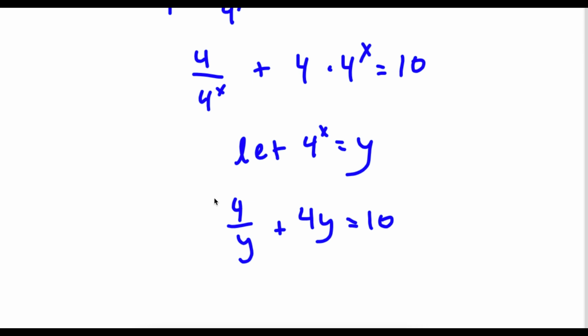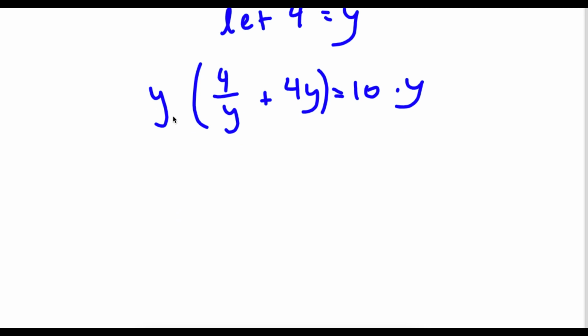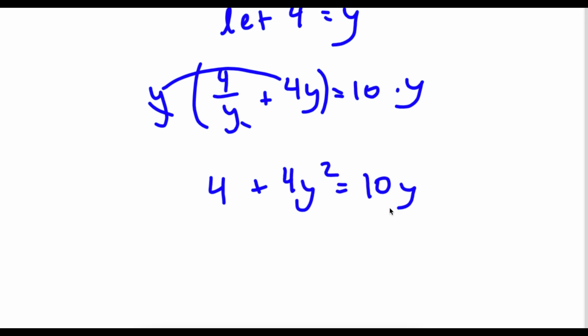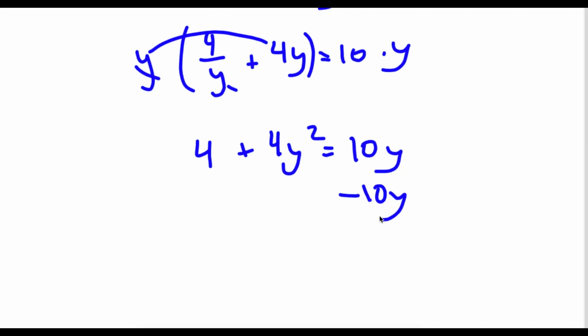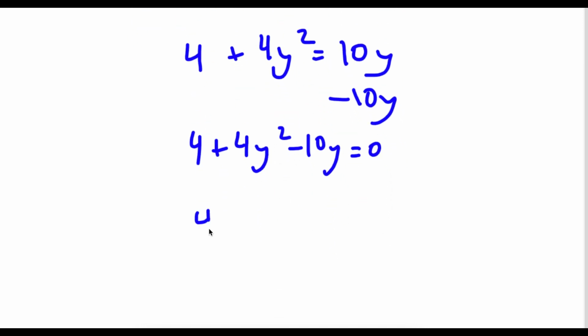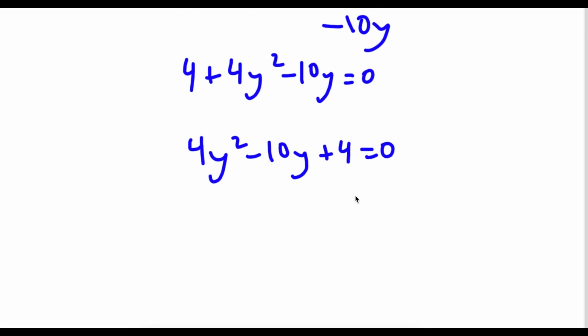Now, if I multiply both sides by y, these two cancel out, so I'll be left with 4 plus 4 times 4y times y is 4y squared is equal to 10 times y is 10y. Now, I can go ahead and subtract 10y on both sides, so I get 4 plus 4y squared minus 10y is equal to 0. Now, if I rearrange the order here, I get 4y squared minus 10y plus 4 is equal to 0.